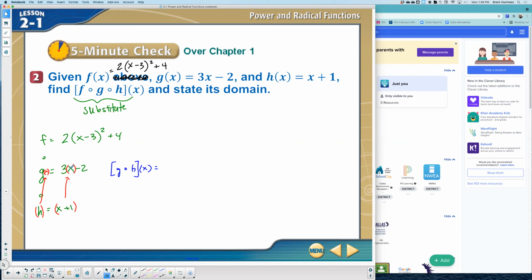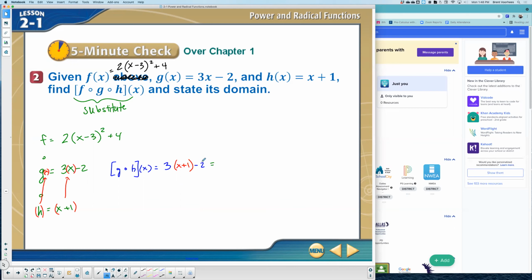So the idea is this x is removed. This x plus 1 replaces it. So I have 3 times, instead of this x in the parentheses, it's going to change to x plus 1. And then we subtract 2. Now we could substitute that in above, but I will simplify it first just to make it easier.